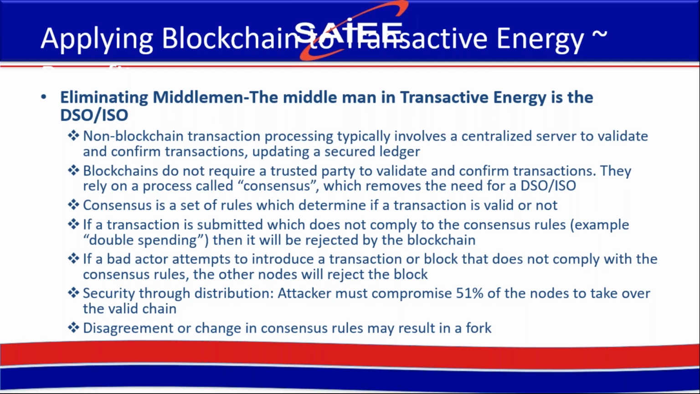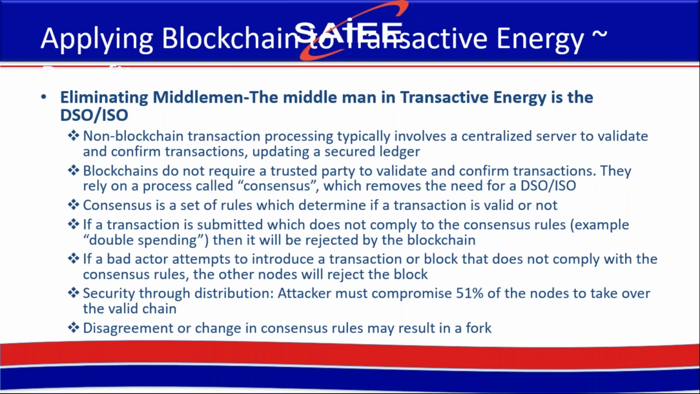Blockchains do not require trusted parties to validate and confirm transactions. They rely on a process called consensus, which removes the need for the DSO. Consensus is a set of rules which determines if the transaction is valid or not. Let's say now you want to buy power from someone in Cape Town, but you actually don't have money. Then blockchain won't allow you to buy, because you don't have money. What are you going to pay?